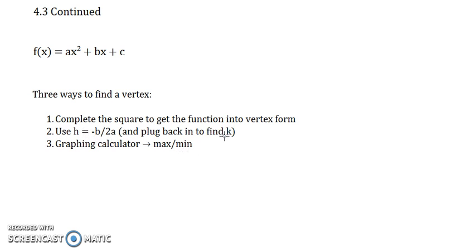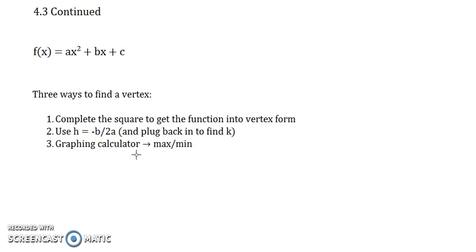Now they also have a formula for k. I've never memorized it myself, and you don't need to, because all you have to do is plug h back in to find k. So negative b over 2a is pretty easy to remember. Even people that haven't used it in a while can usually remember it, and then you just plug it back in. The other way to find the vertex is to use your graphing calculator.